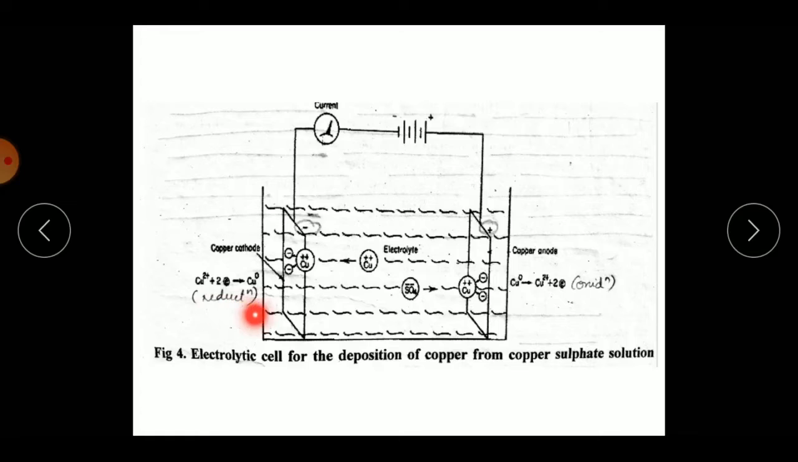So here there is reduction that is occurring. Next, what will happen? The copper that is present in the anode, this is your anode given as positive sign here. So from the anode, what will happen? The copper that is present will get dissolved into the solution and it will come out as Cu2+. Okay, so when this Cu2+ comes into the solution, what will happen?